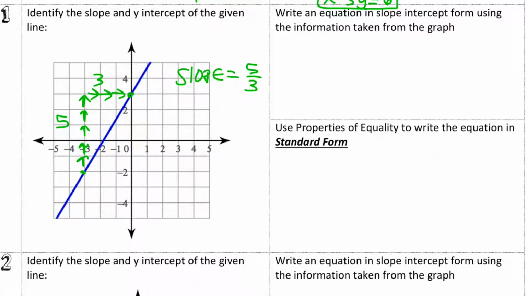Okay, and the second thing we're looking for is our y-intercept. Where is our line crossing the y-axis? And that's right here, so I'm going to designate that point, (0, 3). And I'm going to use these two pieces of information to write my equation.